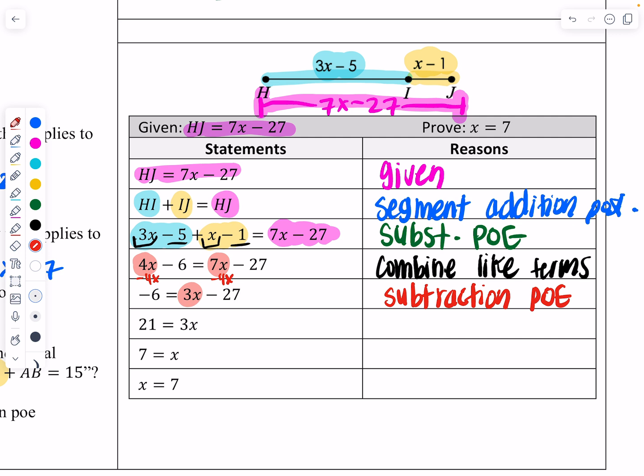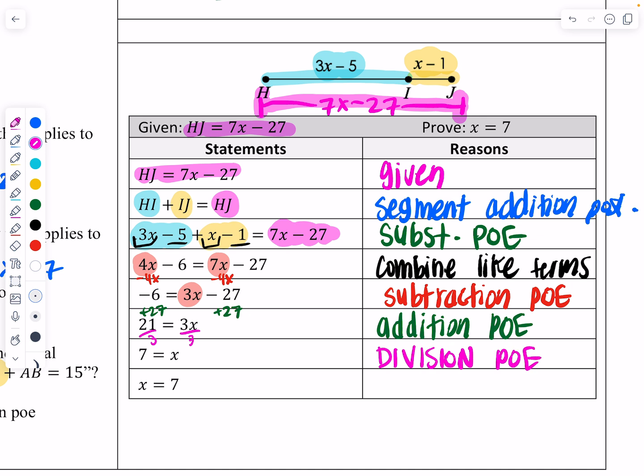And then it looks like they took that 27 and they pushed it to the other side. How would they do that? They would add 27. So this is where I like to show my math as I go. It just shows what I'm doing each time. That is going to be my addition POE. And then we would div-po it out. Y'all know I love the div-po. You divide by 3, you divide by 3. That would get you x equals 7. That is my division property of equality.